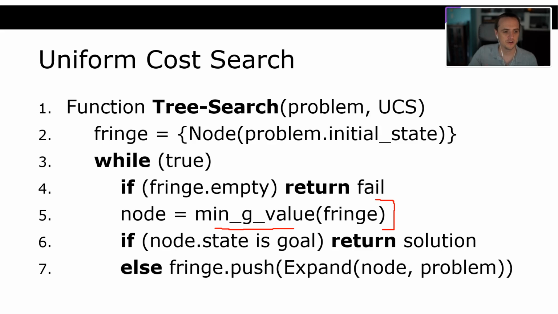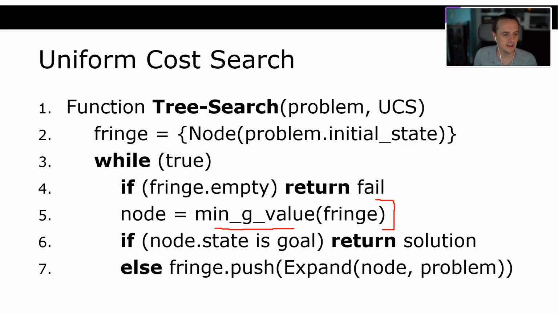So you can see now how this unified structure for all of these algorithms makes things really easy. Because breadth first search and uniform cost search, the algorithms are almost identical. In breadth first search, we would take the first thing in the fringe, okay? But here, we just take the minimum G value.